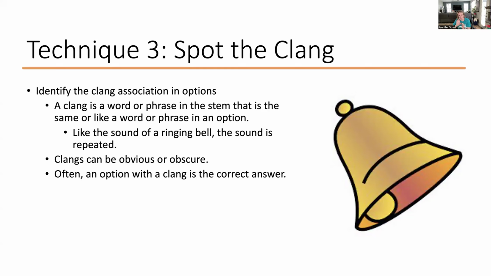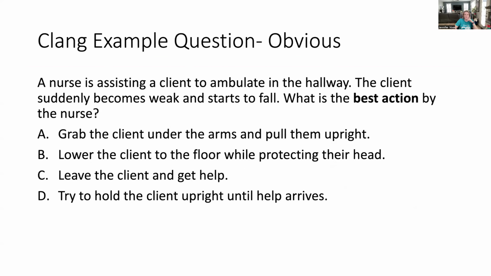These are a little curious, so I wouldn't get too hung up on whether this is obvious or obscure, because you'll find that even the obvious one is a little bit obscure. So let's take a look. A nurse is assisting a client to ambulate in the hallway, ambulate, walk, right? The client suddenly becomes weak and starts to fall. What is the best action by the nurse? This is a positive polarity question, and we're looking for the correct answer here.